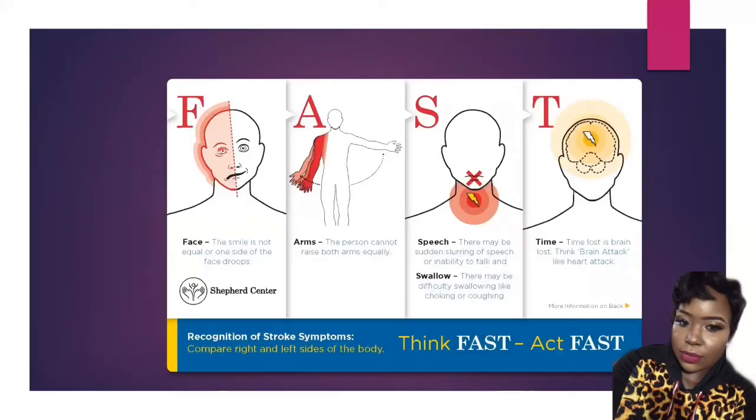In assessing a stroke patient, you can use the acronym FAST. F, facial droop on one side. A, arm lifting or arm weakness. S, speech impairment. T, time of onset or time to call 911.